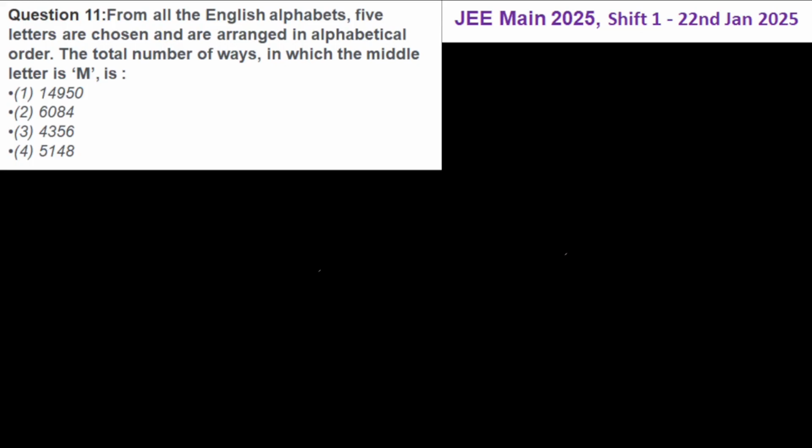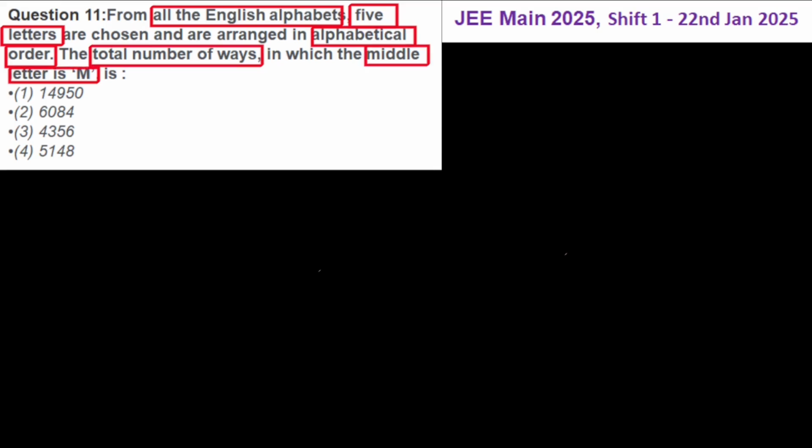In question number 11, we have to choose 5 letters from all the English alphabets and arrange them in alphabetical order. We have to find the total number of ways in which the middle letter is M. If the middle letter, that is the third letter, is M, then there will be 2 letters before M and 2 letters after M. There are in all 12 alphabets before M, and out of these 12, 2 are to be chosen, and here there are remaining 13 alphabets after M and 2 are to be chosen.